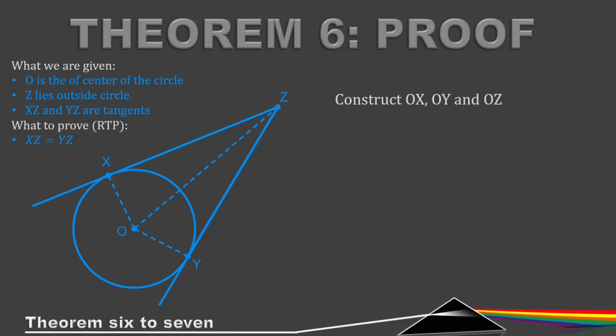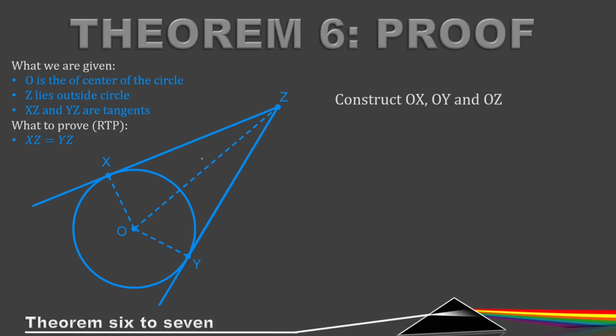With these constructions, we can see that two triangles are forming, and to prove that XZ and YZ are equal, we are going to prove that the two triangles are congruent to each other. If these two triangles are congruent, it means that the two corresponding sides will then be equal.